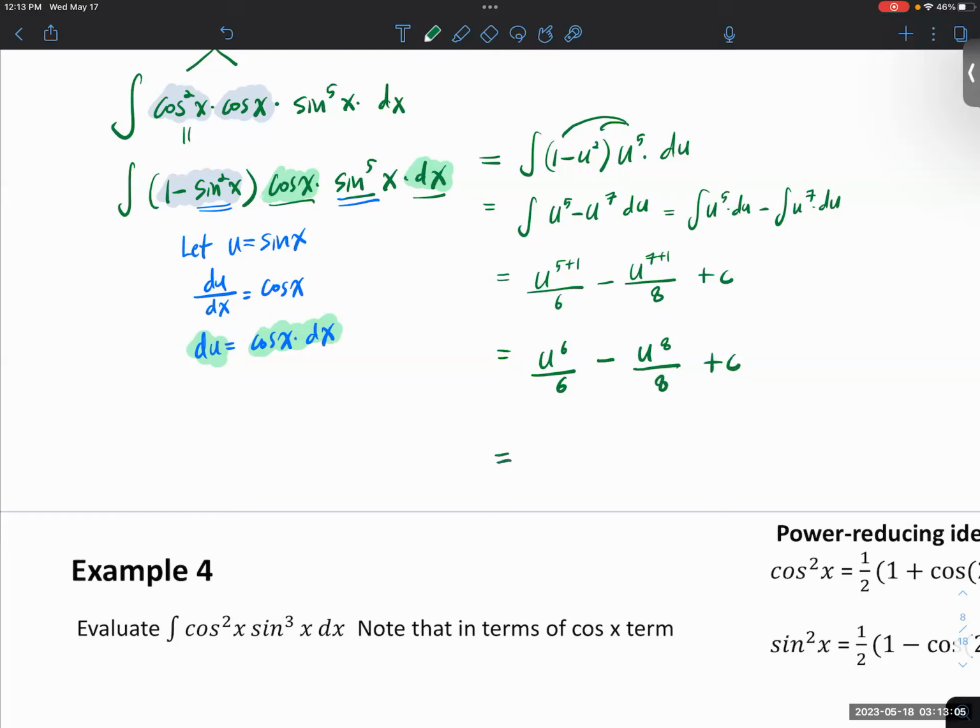And you can go back to the x variable. u was sine x to the 6. So that's actually a better form of your answer. What do you think?